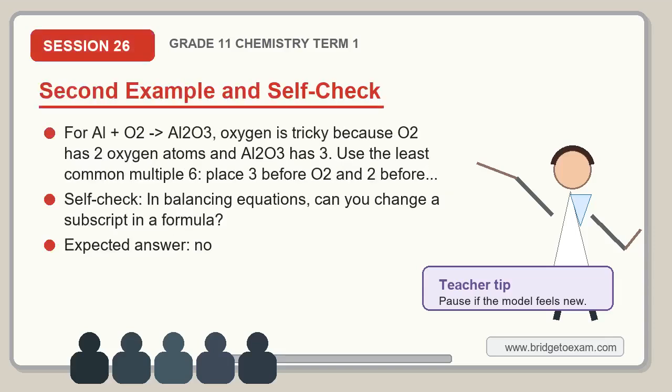Here is a second example. For Al plus O2 gives Al2O3. Oxygen is tricky because O2 has 2 oxygen atoms and Al2O3 has 3. Use the least common multiple 6. Place 3 before O2 and 2 before Al2O3. That gives 4Al on the product side, so place 4 before Al.